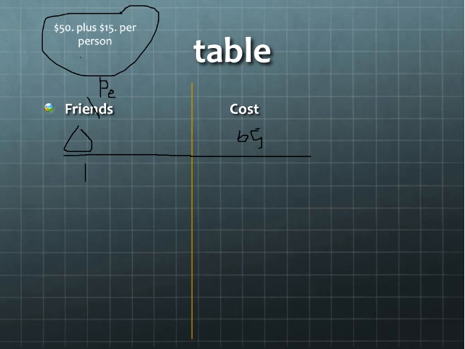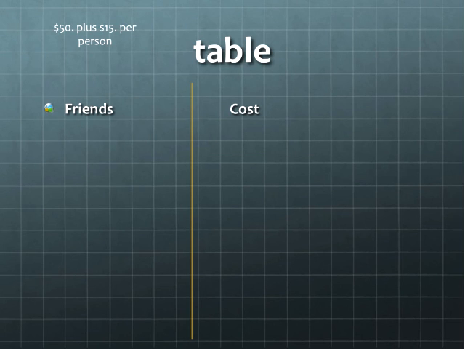All right? So if it's 0 people, well, if nobody goes, then it doesn't cost a thing. So we better clear this and start again. Okay. So we change friends to people. So if we have 0 people, it costs $0. 1 person, 65.